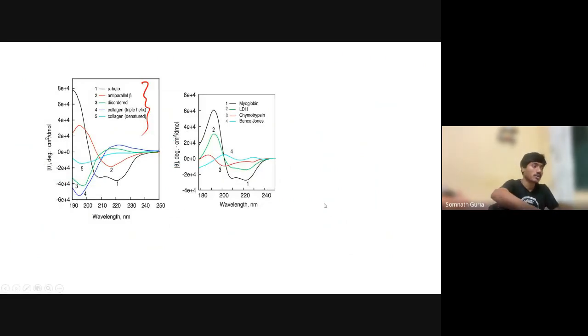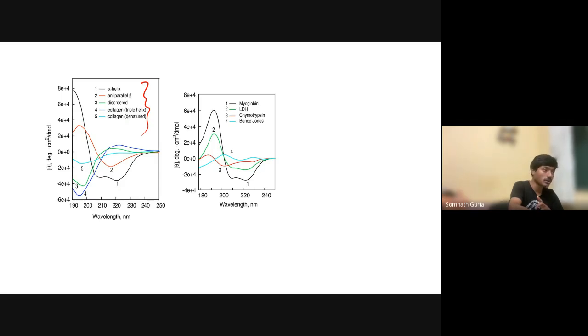Okay, we are discussing different structures: alpha helix, antiparallel beta sheet, distorted protein structure, as well as the collagen triple helix. We will talk about how a triple helix is possible in a different class, and the denatured collagen is a different structure. For the alpha helix, the characteristic regions are 222 nanometer, 208, and 193. Beta sheet has 218 and 195 positive.